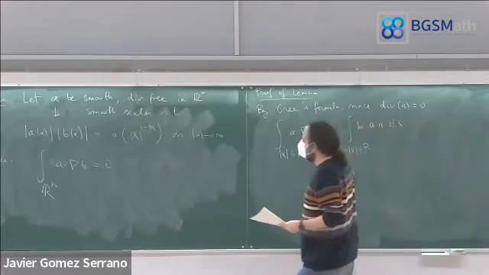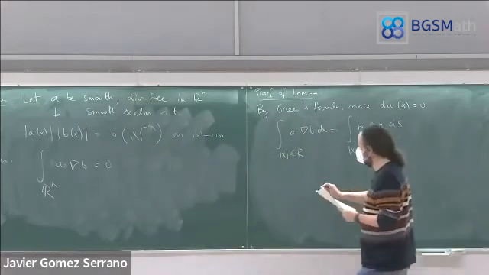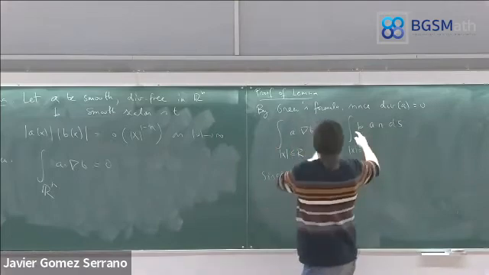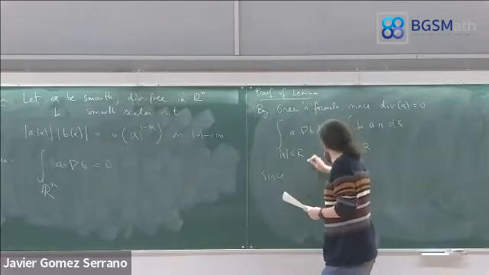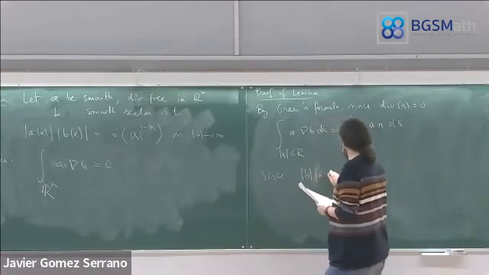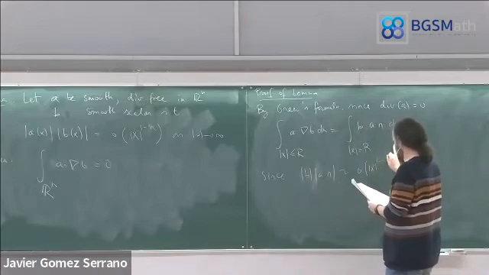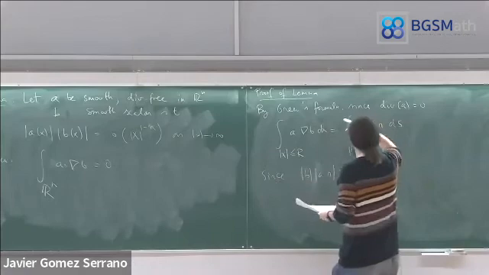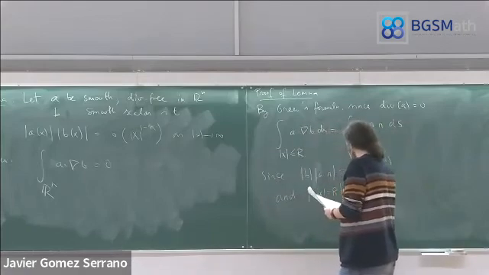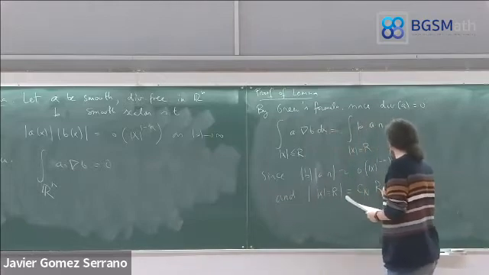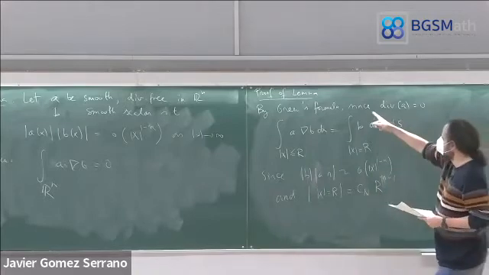And now I use the decay. Since I can bound this whole thing by the decay rate of A and B, and the measure of the integration region is some number times N minus 1, this whole integral goes to 0.